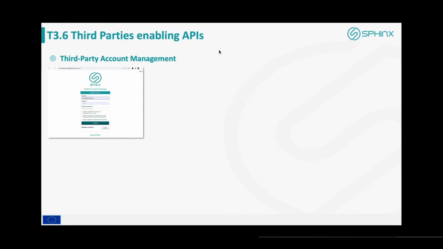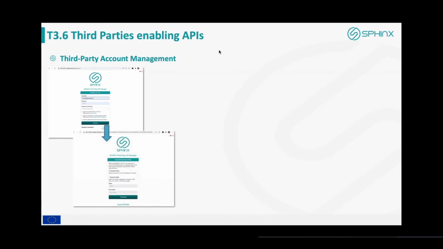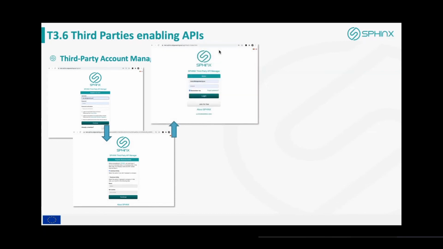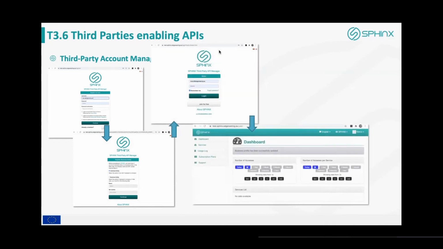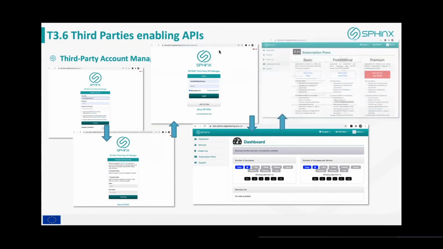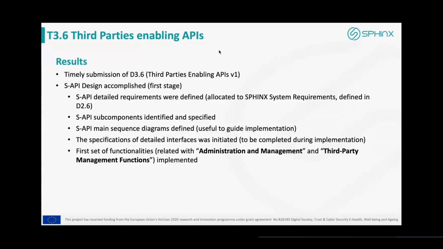To give you an idea how a third-party account can be created: through the Sphinx web interface, third parties can autonomously create their accounts, registering as individual or business users. They can log in and have access to a dashboard. The dashboard shows the usage that has been made of Sphinx. It also allows the users to manage their API keys and accounts, and to select the subscription plan which best fits their needs. So this is all work in progress, but you can already see some of the functionalities that we are exploring.